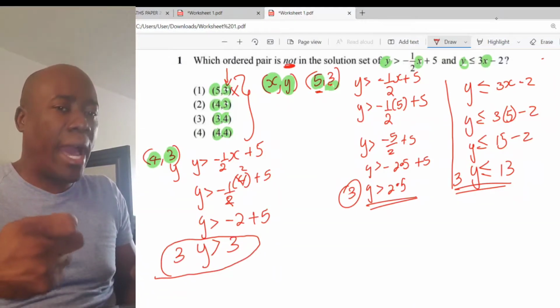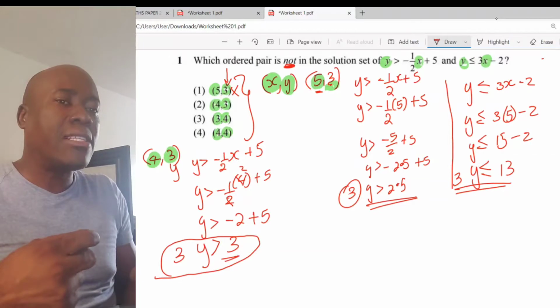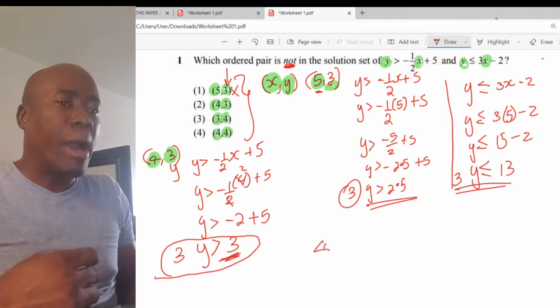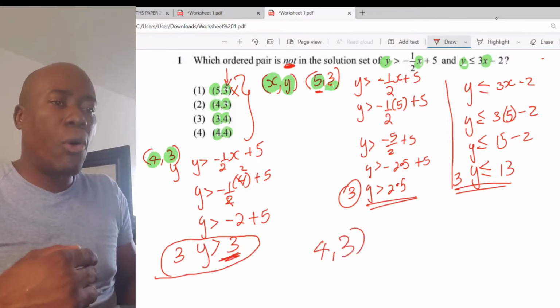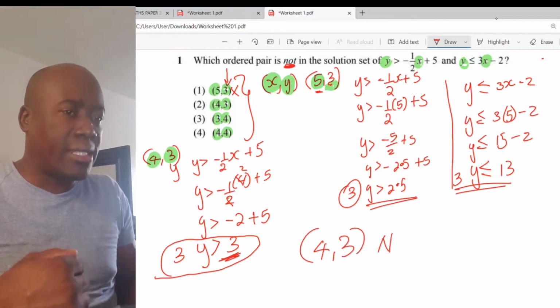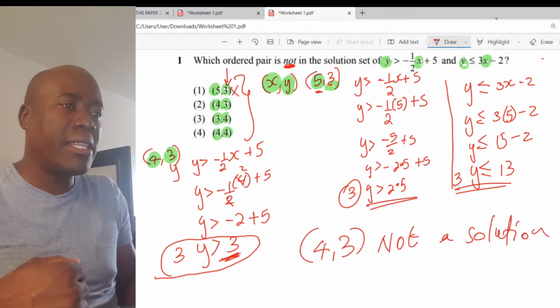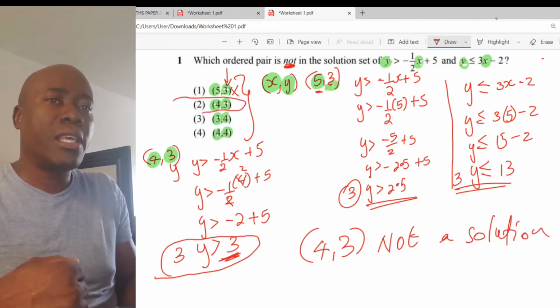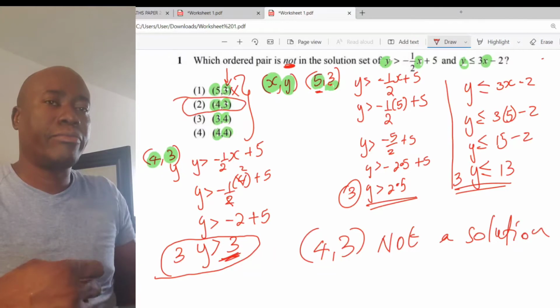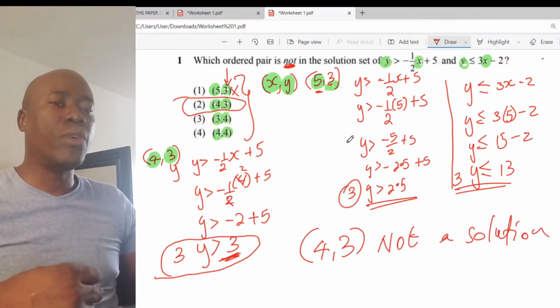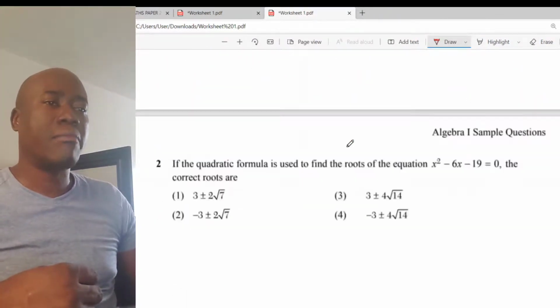And this is saying that y is greater than 3. It is not greater than 3. So I'm going to stop here. For 3 is not a solution. All right. So it's not a solution. So the answer is 4-3, which is number 2 response right there. All right, let's move on to the next case.